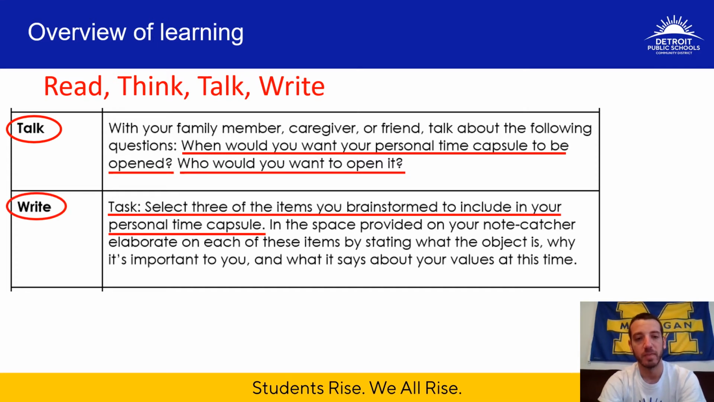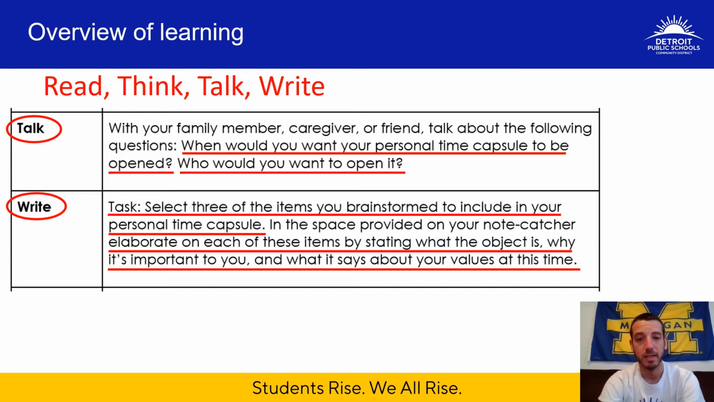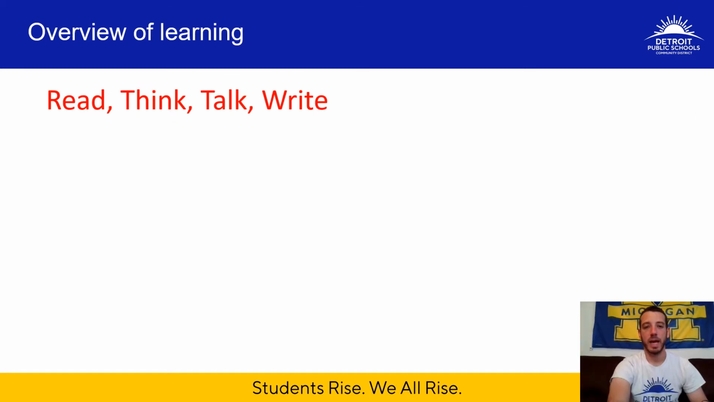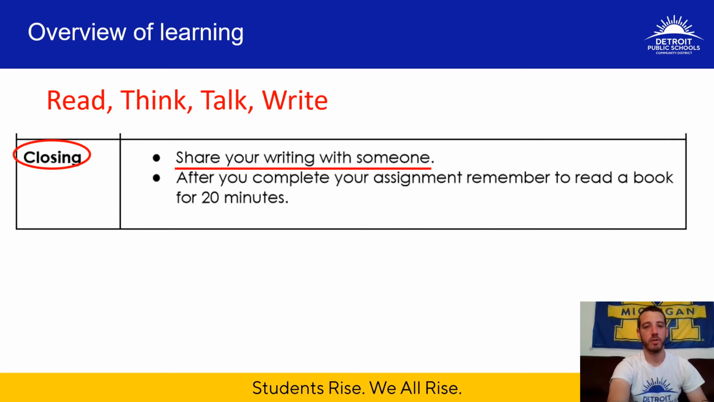For the writing section, your task is to select 3 of the items you brainstormed to include in your personal time capsule. So of the many items you brainstormed, pick 3. And you're going to elaborate on each of these items by stating what the object is, why it's important to you, and what it says about your values at this time. So what it is in detail, why it's important to you, and what it says about your values at this time. And as always, the note catcher will give you a space to actually write down and document all of your thoughts. As always, for today's closing, you're going to share your writing with someone, and then you're going to read a book for at least 20 minutes and document your reading on the reading log.